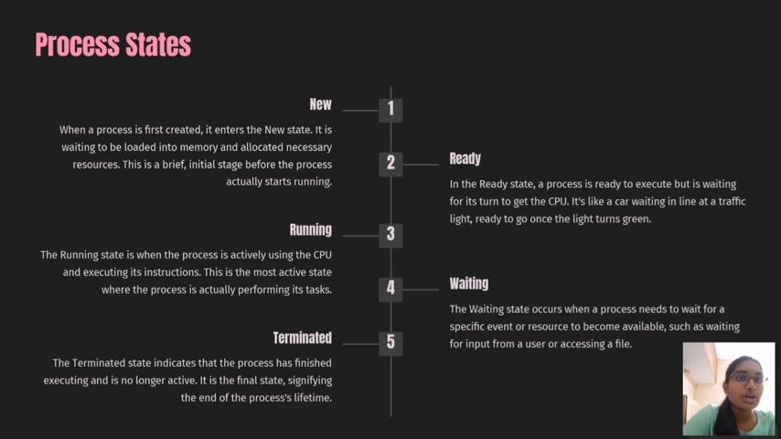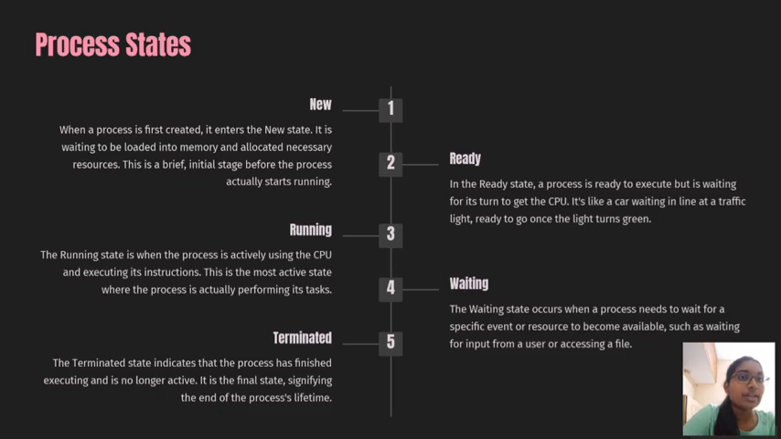Process states. First one, new. When a process is first created, it enters the new state. It is waiting to be loaded into memory and allocated necessary resources. This is a brief initial stage before the process actually starts running.